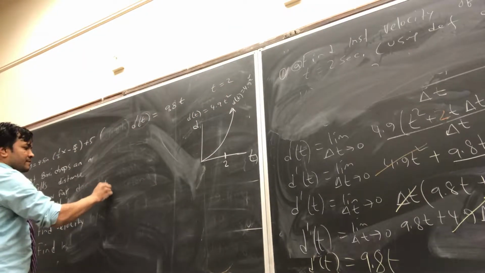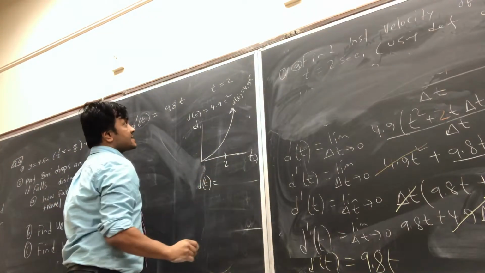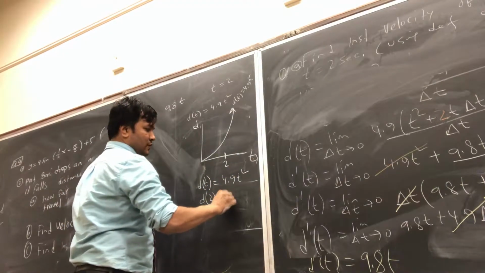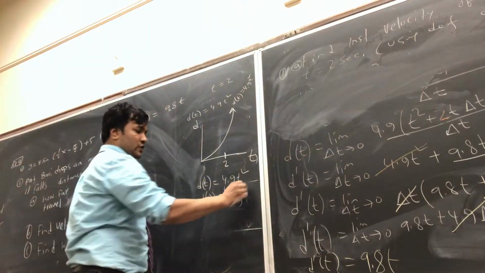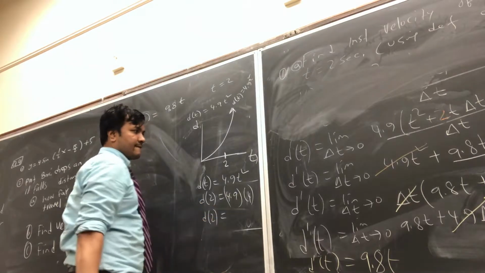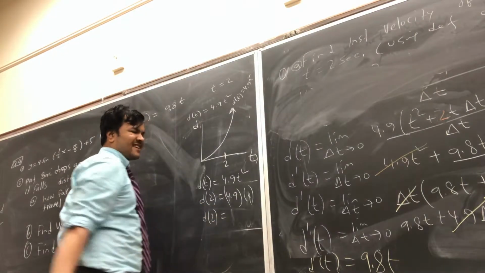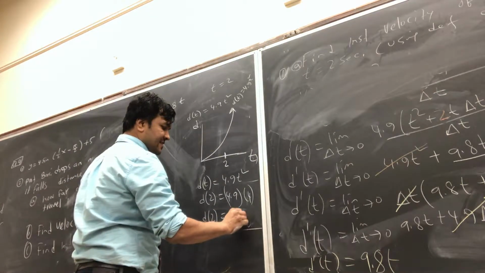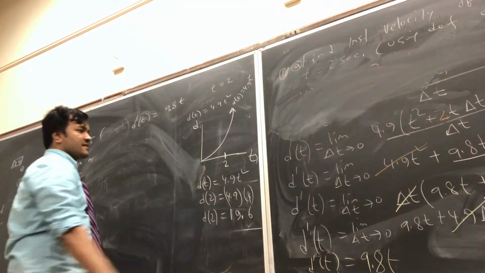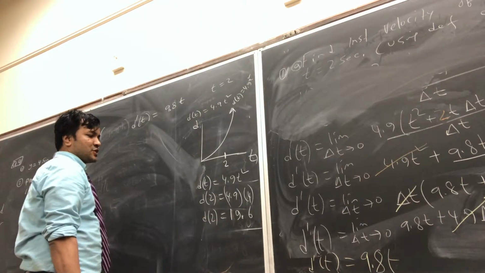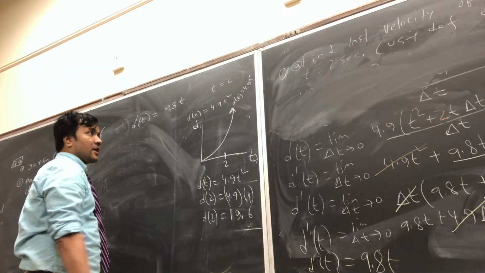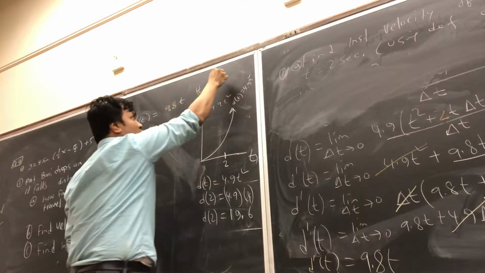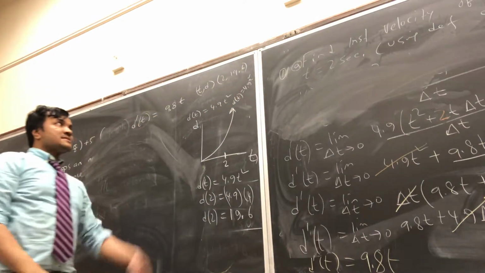So if d of t is 4.9 t squared, what is the height at 2? 4.9 times what? 4. What is 4.9 times 4? 19.6, okay, great. So that's the height. So the point (t, d) is what? (2, 19.6). Does that make sense to everyone?